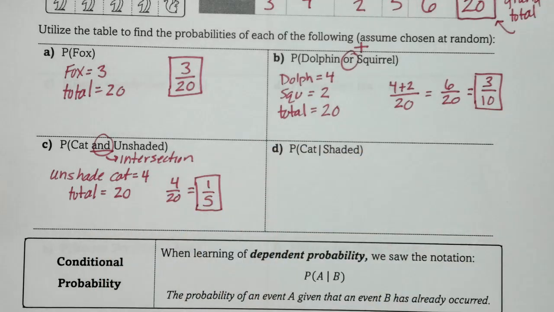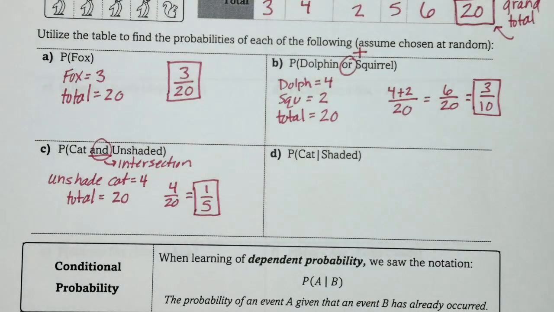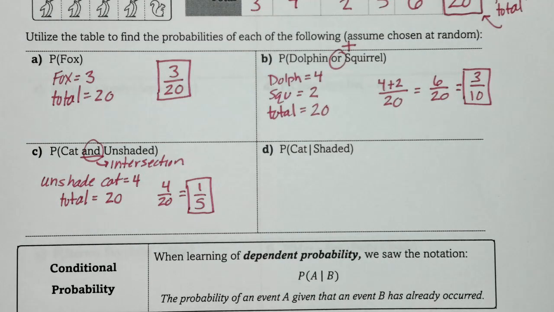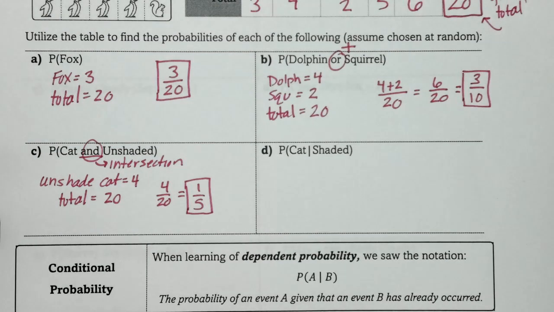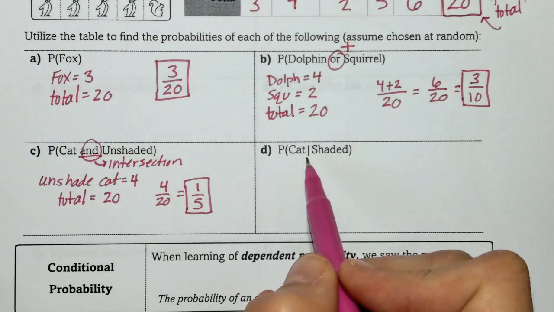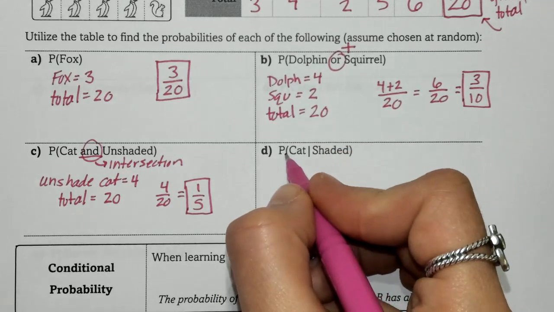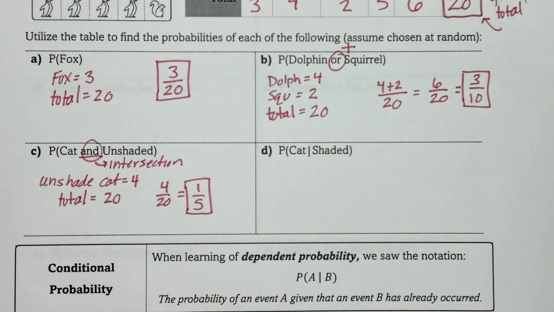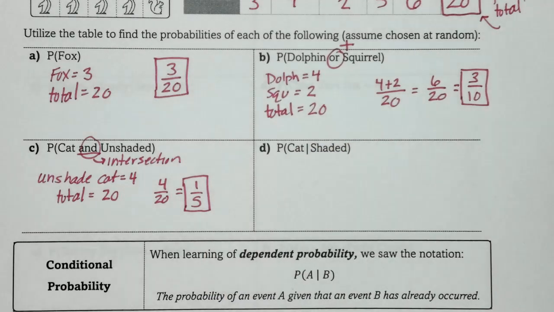Notice how none of them are improper fractions. Your probability is going to be less than 1 in fraction form. Now this next one, we're going to cover a little bit more conditional probability, but this line right here is going to mean given. So what we're saying here is the probability of a cat given that the animal is shaded. So I'm going to write that down, and then it's going to pop up here. We're going to write probability of cat given that the animal is shaded.